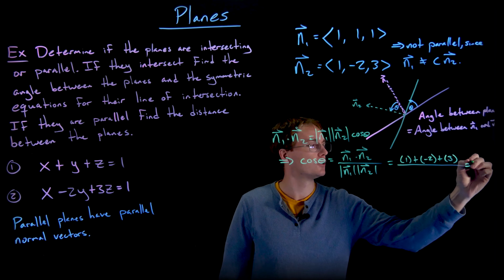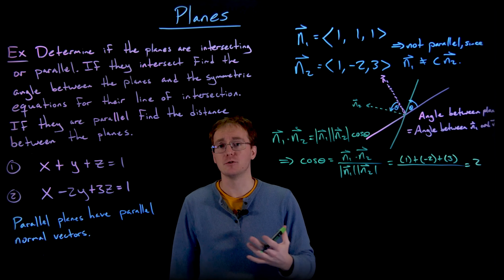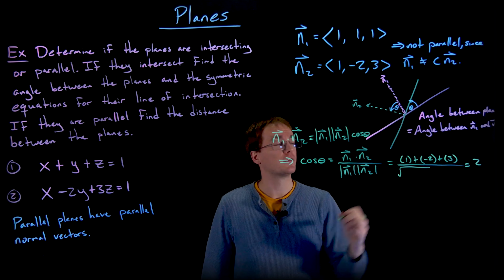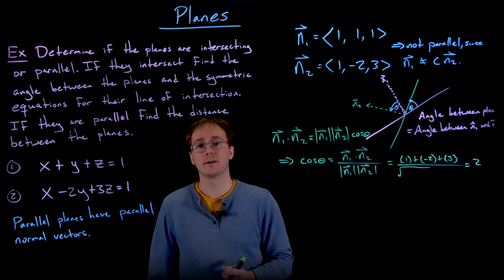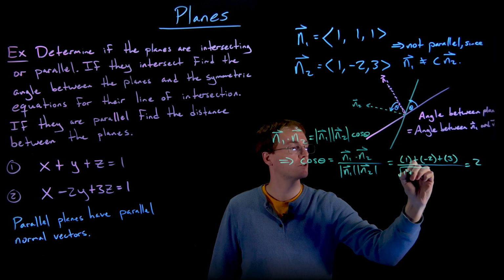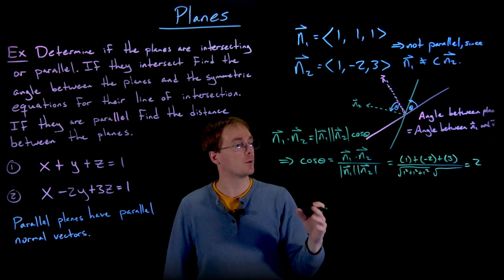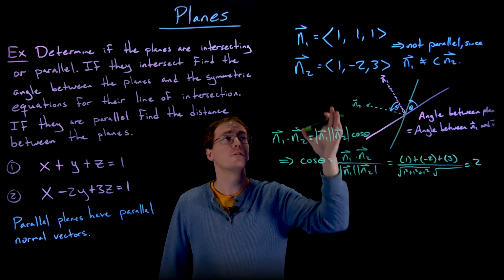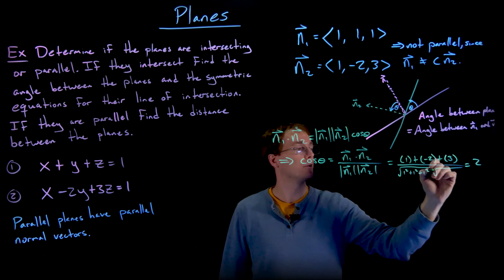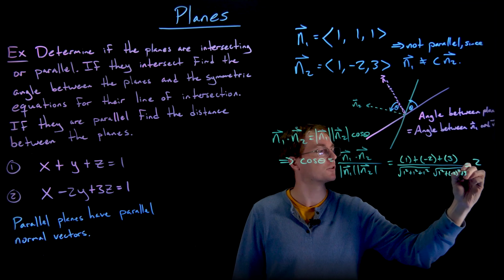Well, our denominator is going to be found by finding the magnitude of our two vectors and multiplying them together. So remember, to find the magnitude of a vector, you have to take the square root of the sum of the squares of the components of that vector. So for n1, that's going to look like the square root of 1 squared plus 1 squared plus 1 squared. Then we have to multiply that by the square root of the sums of the squares of the components of our n2 vector. So the magnitude of our n2 vector is going to be the square root of 1 squared plus negative 2 squared plus 3 squared.